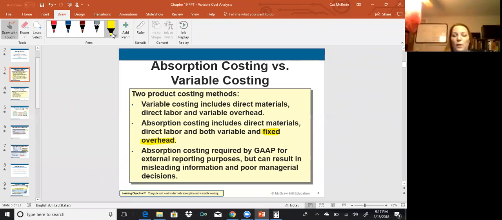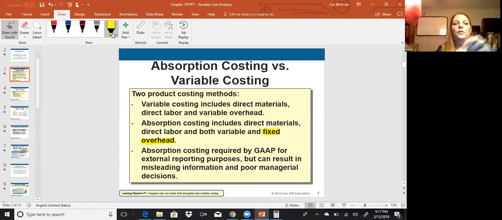Okay, so the difference is where fixed overhead goes. When we have fixed overhead, we're going to include it in absorption costing. It'll be part of inventory in our absorption costing. But when we do the variable costing method, fixed overhead is expensed in the period in which it's incurred. Absorption costing is the way you're used to doing things for GAAP. Your absorption costing income statement would look exactly like what you're used to. The variable costing income statement will look different.